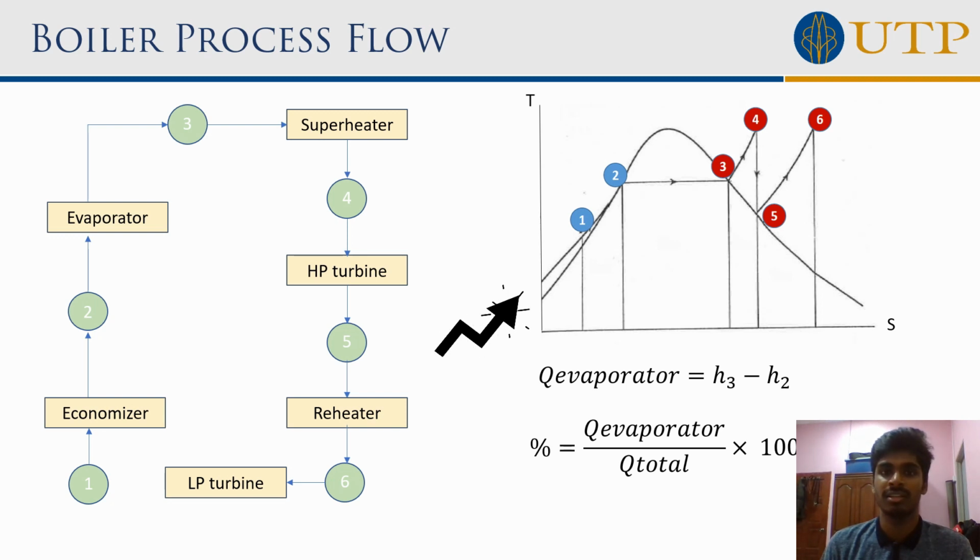And on the right, the T-S diagram shows the reheat Rankine cycle as the process flow I mentioned before. The equation shows the rate of heat transfer that can be calculated using the change in enthalpy from state 3 to state 2. Also, the equation to determine the percentage of heat absorbed in the evaporator for 1 kg of steam.